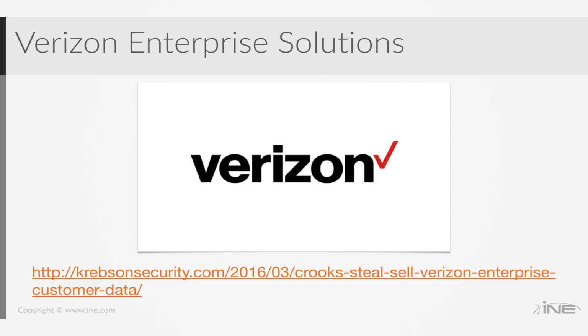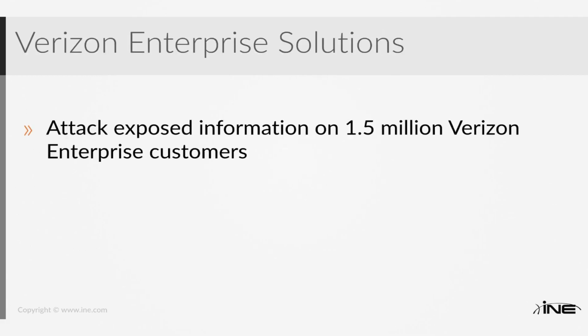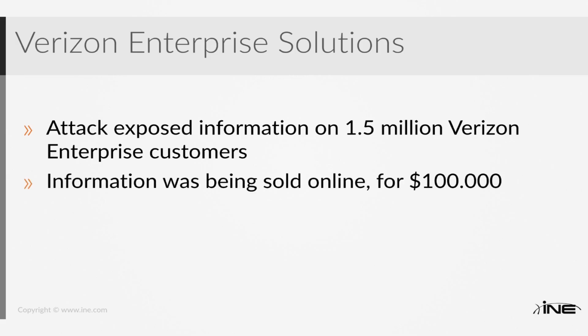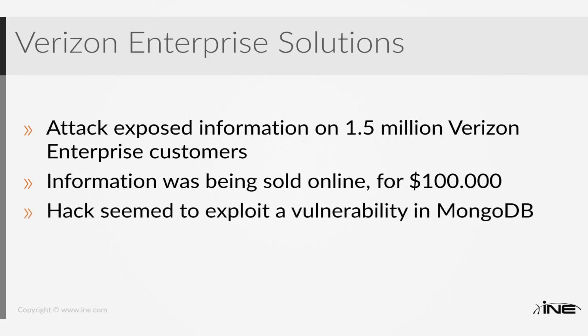Then another important hack for 2016 was Verizon Enterprise Solutions. Pretty important because of the size of Verizon, and also because it was enterprise solutions. So 99% of Fortune 500 companies was with Verizon Enterprise at the time of the attack. It did expose 1.5 million Verizon Enterprise customers' information, and the information captured was being sold online for about $100,000.